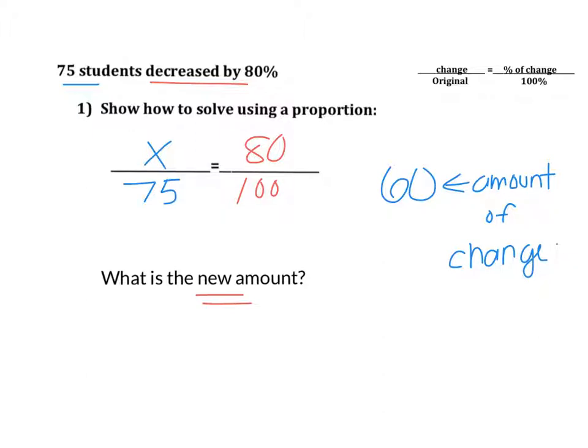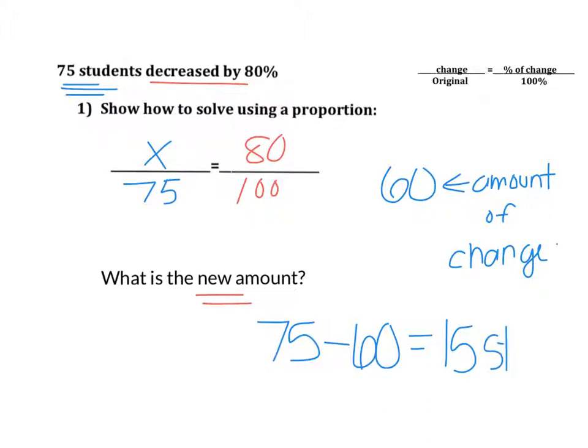I'm just going to get that labeled here too so we know what each of our numbers represents. Okay, so if we started with 75 students and we decreased it by 80%, that means it went down by 80%. And we figured out 80% is 60 students. So we have 75 minus the amount it went down by, leaves us with our total students, which is 15 students. All right, that's our new amount.